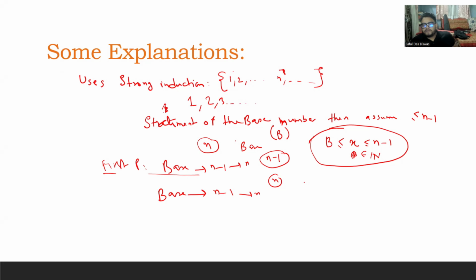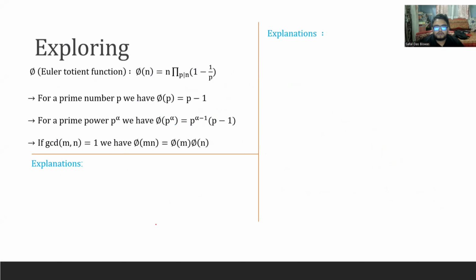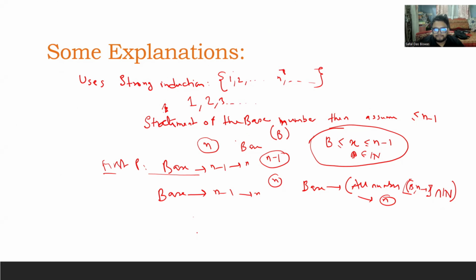But in the second principle, we go from the base to all numbers between b and n minus 1, and then go to n. I hope you understand. We assume it is true for the base and all numbers between them, and then go to n. This is the second principle of induction. Nothing fancy. Okay.